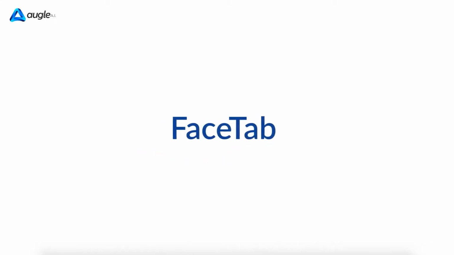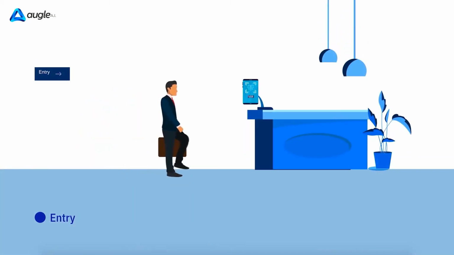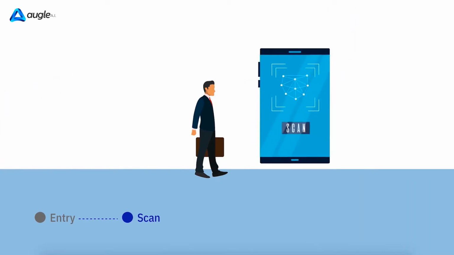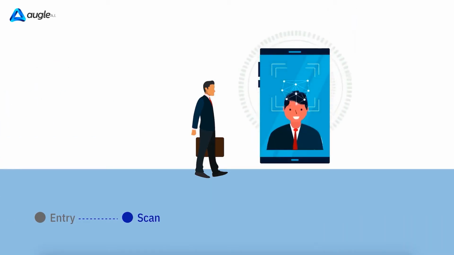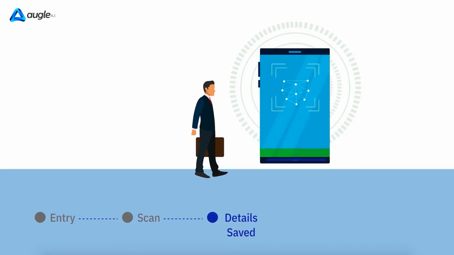FaceTab. Through this demo, we would like to show you how our contactless attendance and temperature monitoring system works. For example, when set up in an office environment. While entering the facility, the employees would go through the FaceTab system, which would scan their faces and temperature through a built-in sensor. After the scan is complete, the details would be saved to the secure cloud storage.